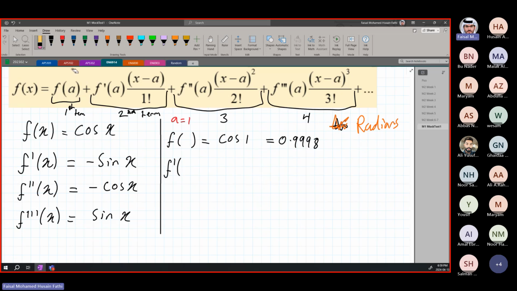F prime of a. This is actually a now. This isn't x, so this is f prime of a. F prime of a is going to be equal to minus sine of 1. Okay, minus sine of 1. Oops, I just realized I said keep it in radians and I didn't even change my calculator to radians. Just give me a second. So changing it to radians, cosine of 1 is equal to 0.5403.